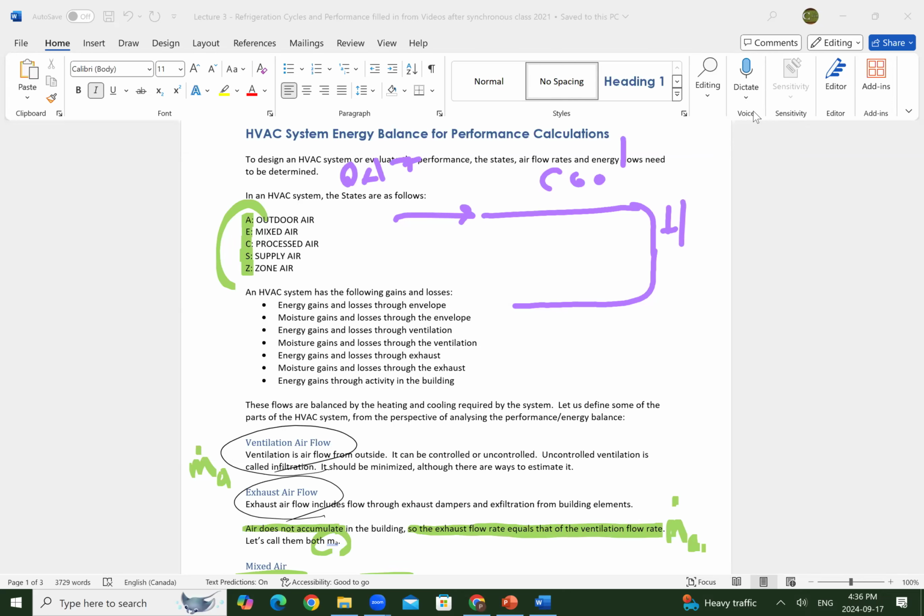gather some of the air from the rooms. So this is return. This is return air, and then we exhaust this air, but we keep some of it, and that's our mixed air.